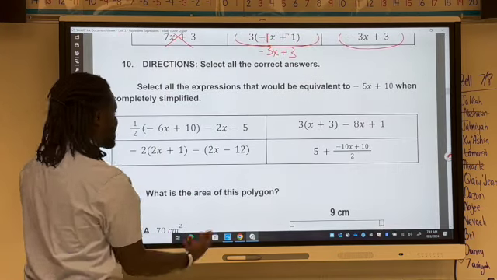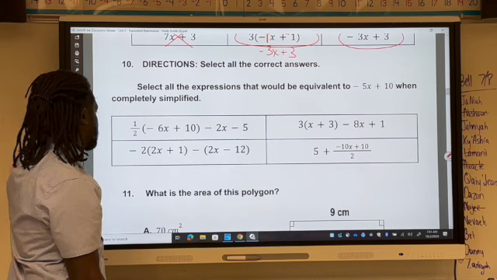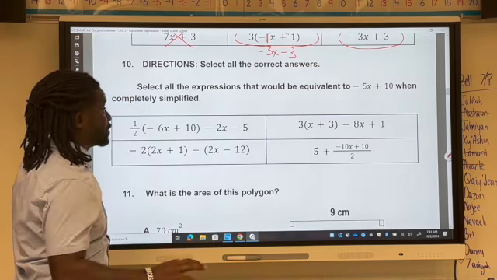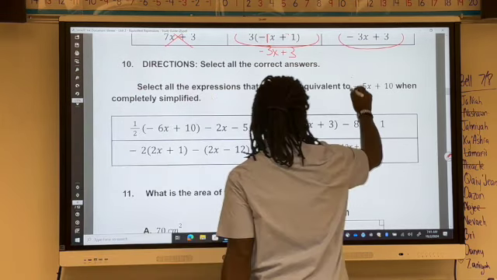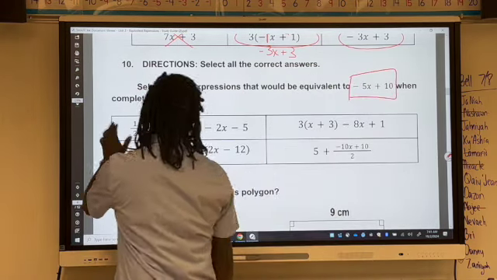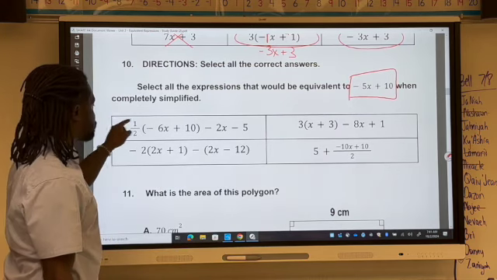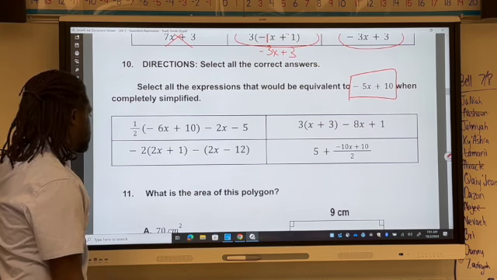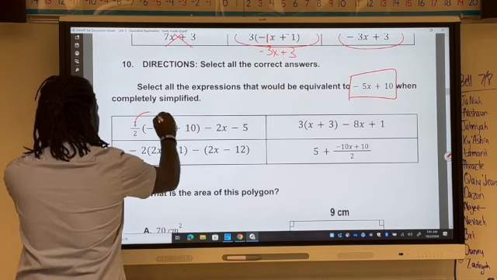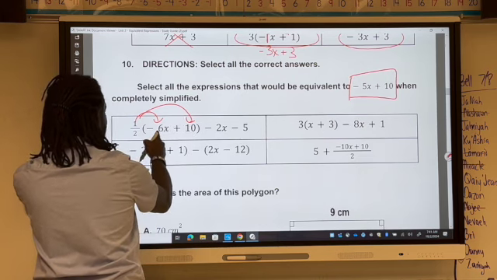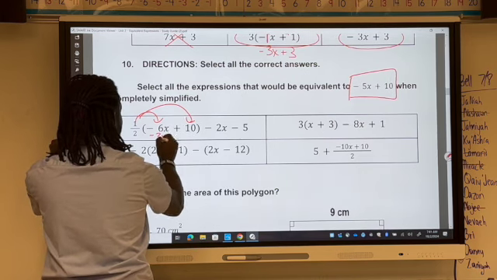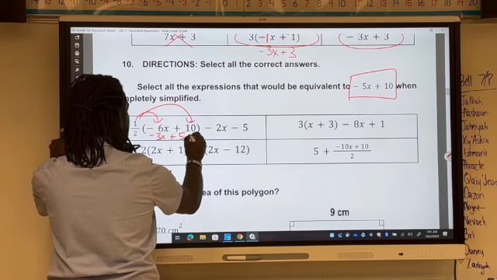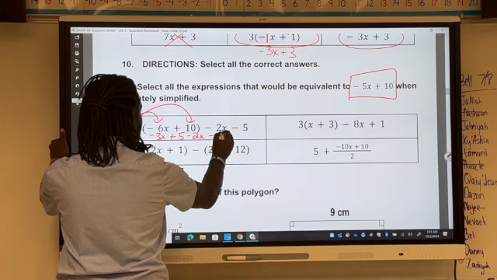Same thing on the next one. For the next one, you got to do a lot of work to get this. It's still the same. This is the equivalent expression that we're looking for. We just got to distribute these 1/2 each time in order to get the answer. So I'm going to do that really quickly. 1/2 of negative 6x is negative 3x. 1/2 of 10 is 5, so plus 5. Then the minus 2x, then the minus 5.